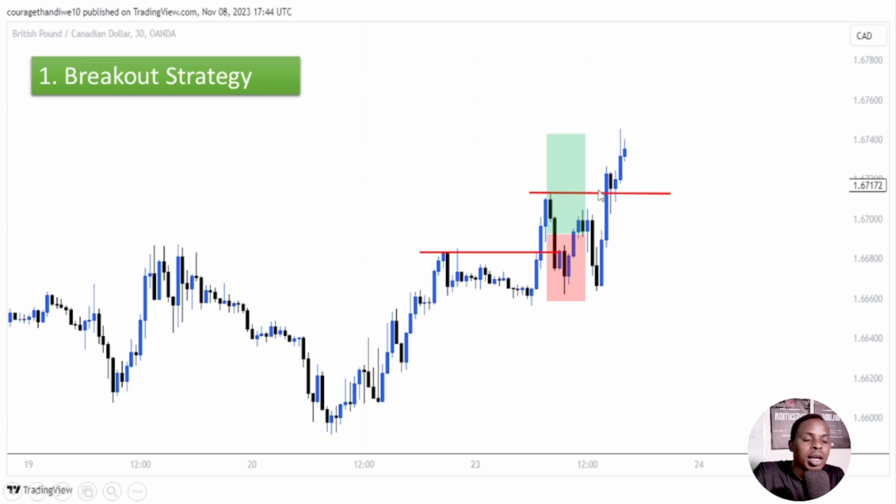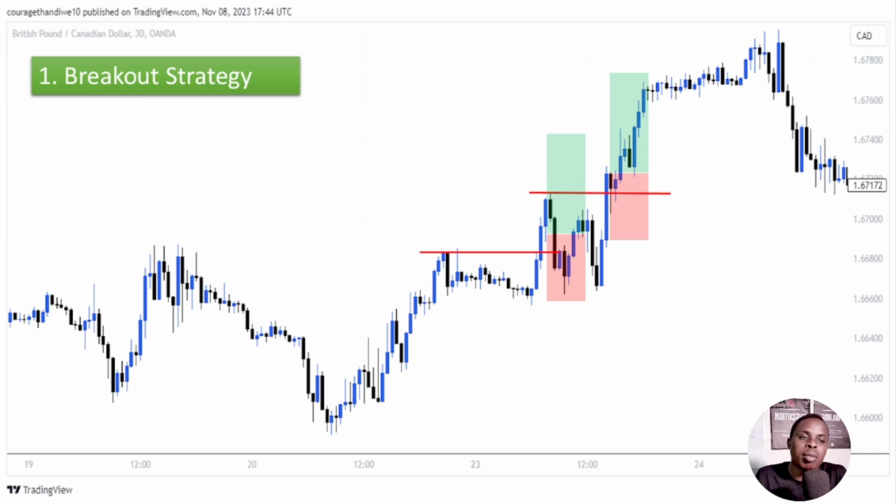So where do we buy here? We want to place our buy if the market closes again above this previous higher high. So it will look something like this, and then what happens most of the time is the market will just go ahead and win, because the market is already in an uptrend. The momentum is already going to the upside, so your chances of winning are going to be very high.